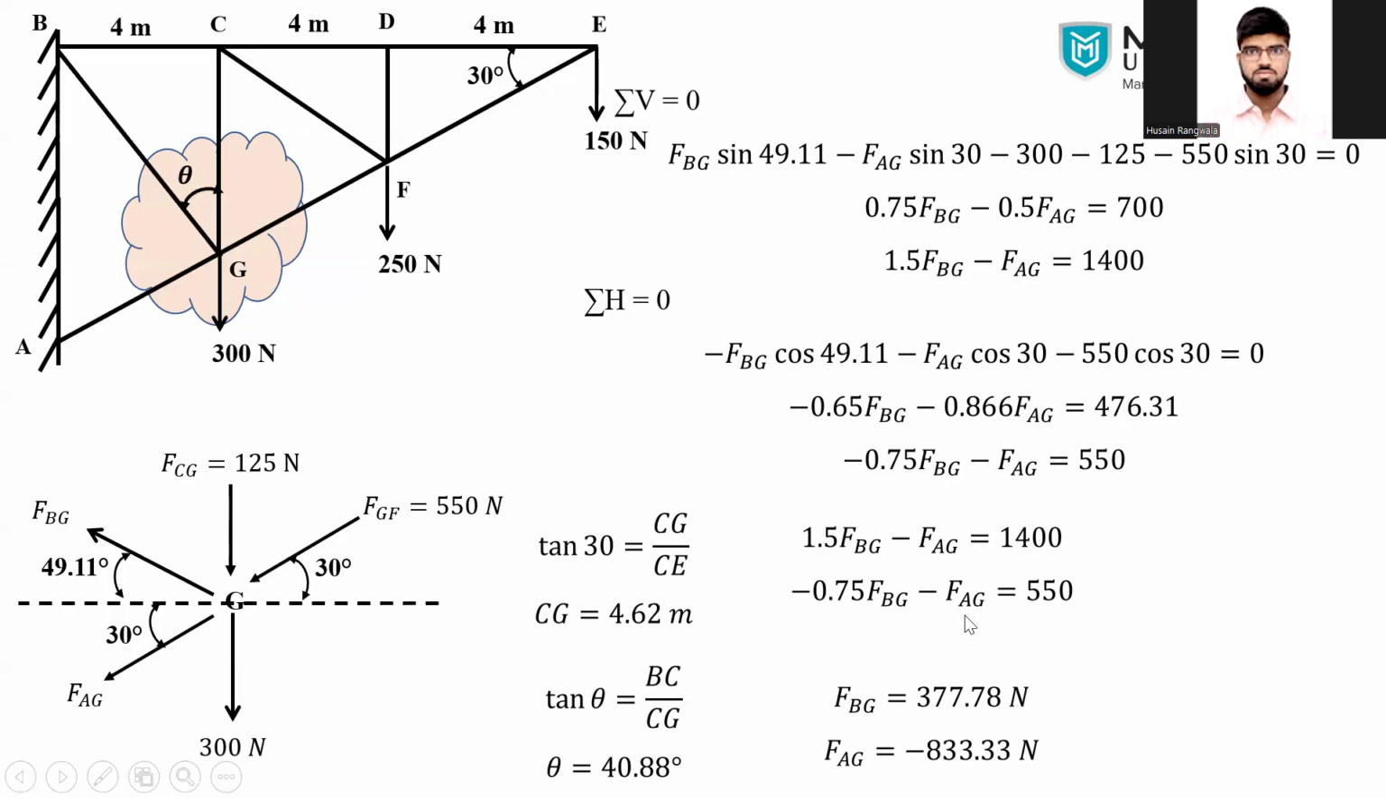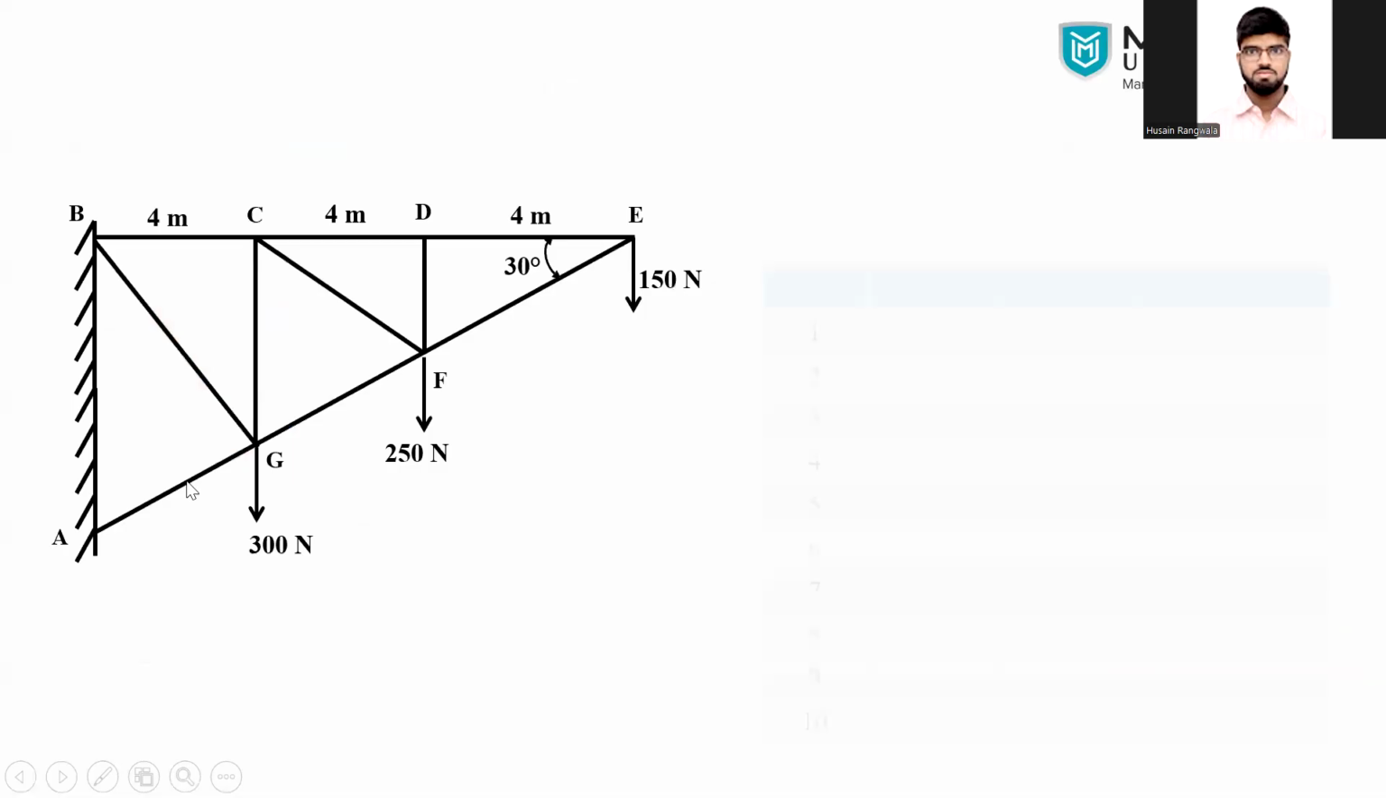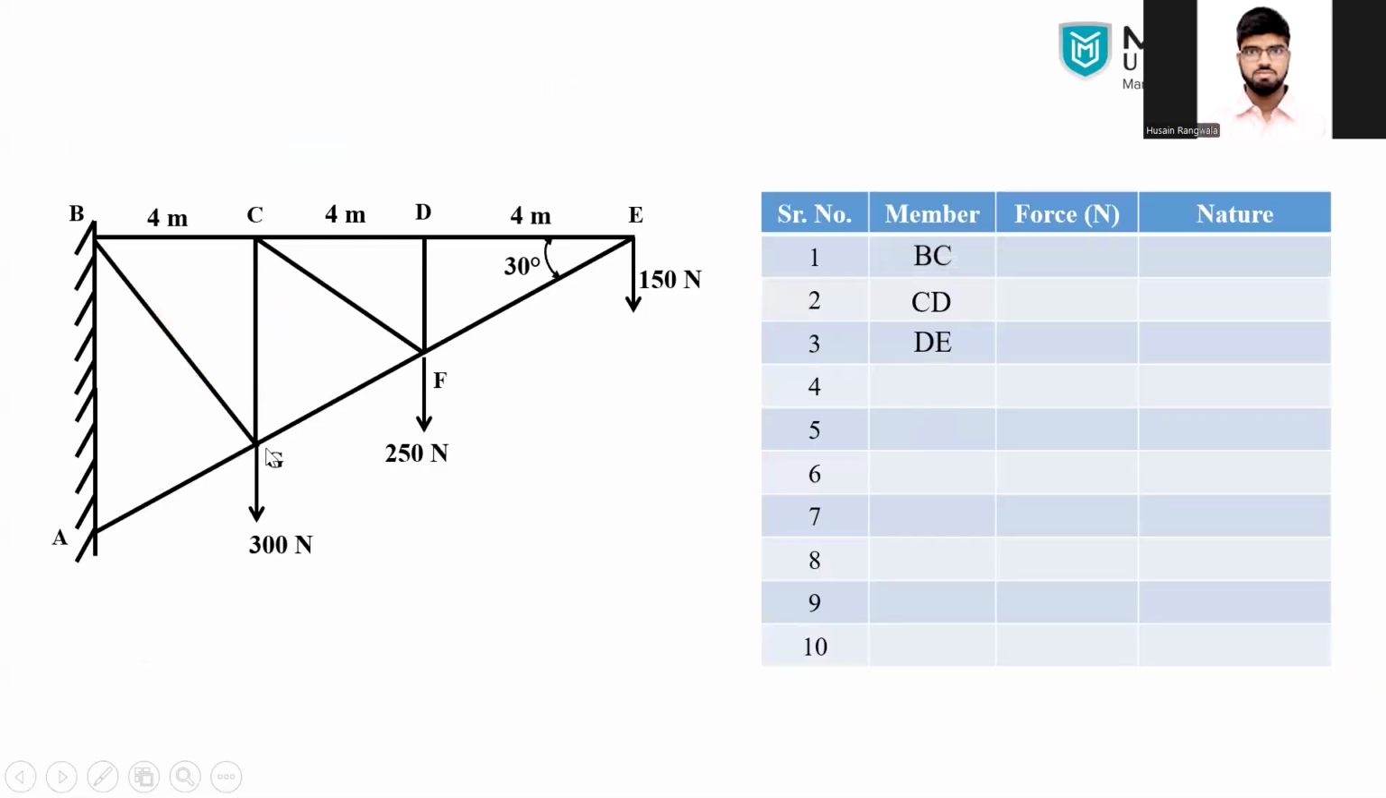So what's the summary of this joint? This is the last joint. So if we summarize, FBG is a tension while FAG is a compression. At the end, what we have to do, we have to summarize whatever member forces we have found out in each joint. We have to make a summary.